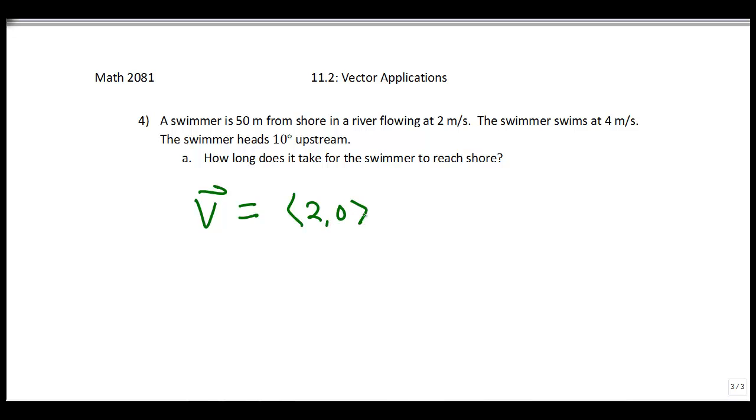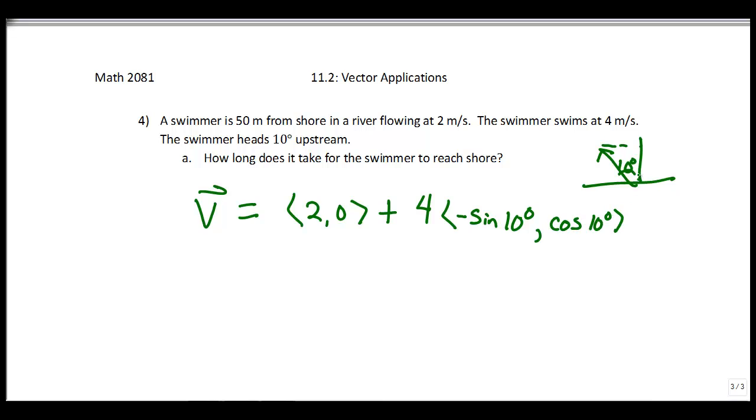The current takes us in this case, x direction, plus now we're going to get 4, and then a unit vector here that goes 10 degrees upstream. So our setup here, I'm going to go this direction, and there's our 10 degrees. And so that unit vector, we did this in problem 2, I think, you're going to get negative sine 10 degrees. Sine of 10 degrees is going to be this distance over that, but then it's in the negative direction. And then we'll get cosine 10 degrees in the positive, or in the y direction.